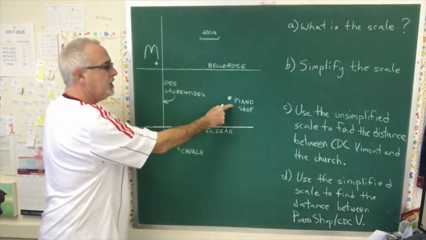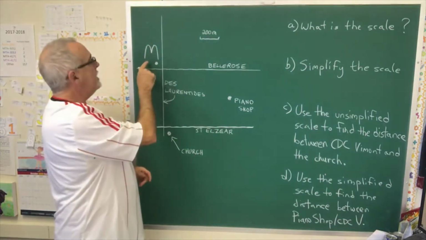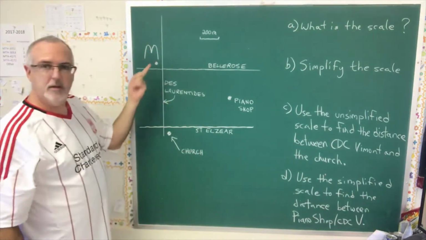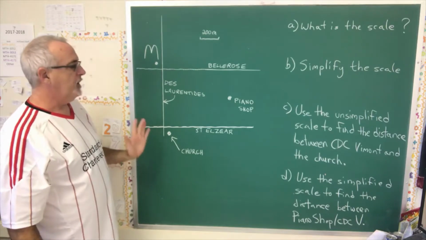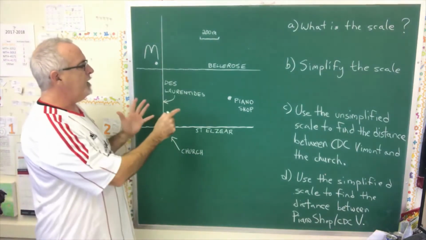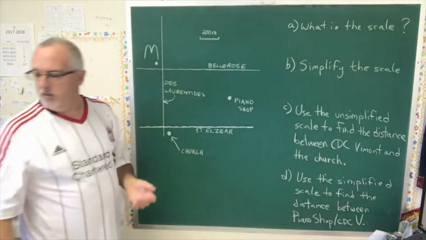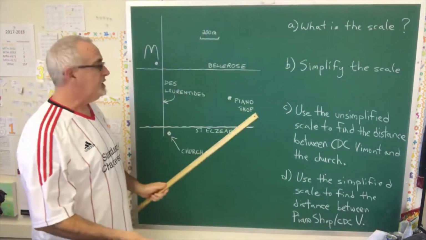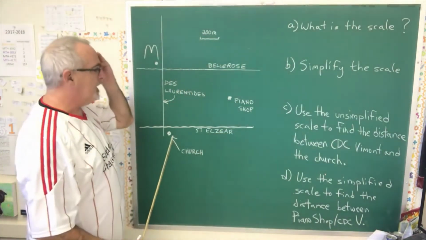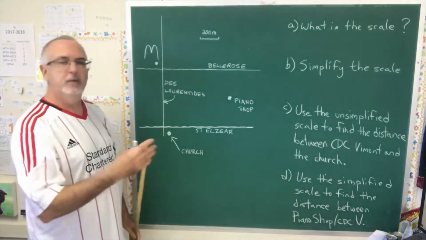We have the piano shop marked with a dot. We have this restaurant that has an M as a logo marked with a dot. And we have down here a church marked with a dot. When we are answering these questions, we use a ruler and we measure right off the map as part of the process. And the dot is there to help avoid confusion.